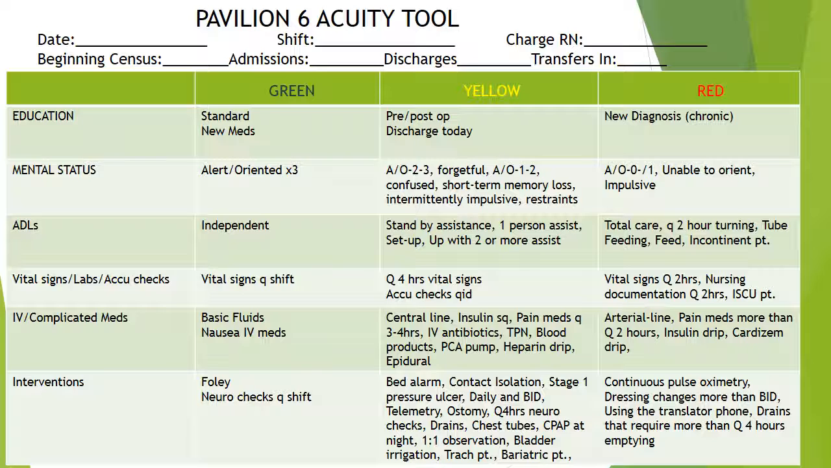The leadership decided that they preferred the green, yellow, and the red. Green means that the patient could probably be in a 6-to-1 ratio. Yellow, they need to be in a 5-to-1, and then red, definitely a 3-to-1 or a 4-to-1 ratio, depending on what other things they have. These are some of the tasks and some of the care that is needed by the patients that are on Pavilion 6.